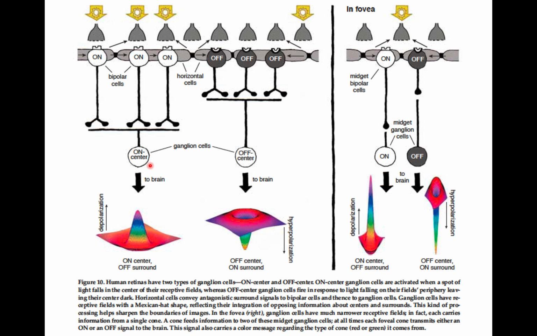Unlike what we saw on the previous page, where there was a one-to-one correspondence between a bipolar cell here and a ganglion cell here, this is showing something interesting. It's reflecting a little bit more of a realistic type of connection within the retina of how these different bipolar cells communicate with each other.